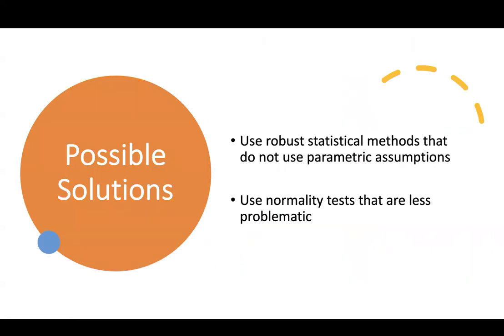Here we provided some possible solutions. One is to use robust statistical methods which do not require parametric assumptions. And another one is to use normality tests that are less problematic, which is also one of the aspects that we are going to explore in our future work.